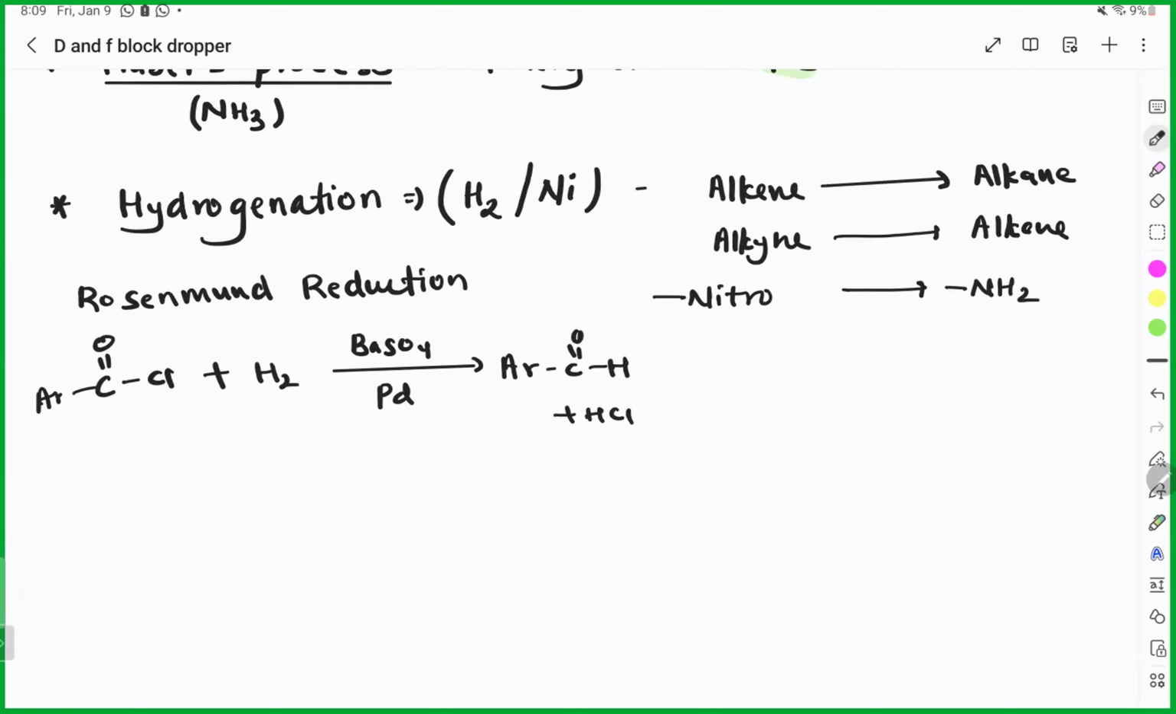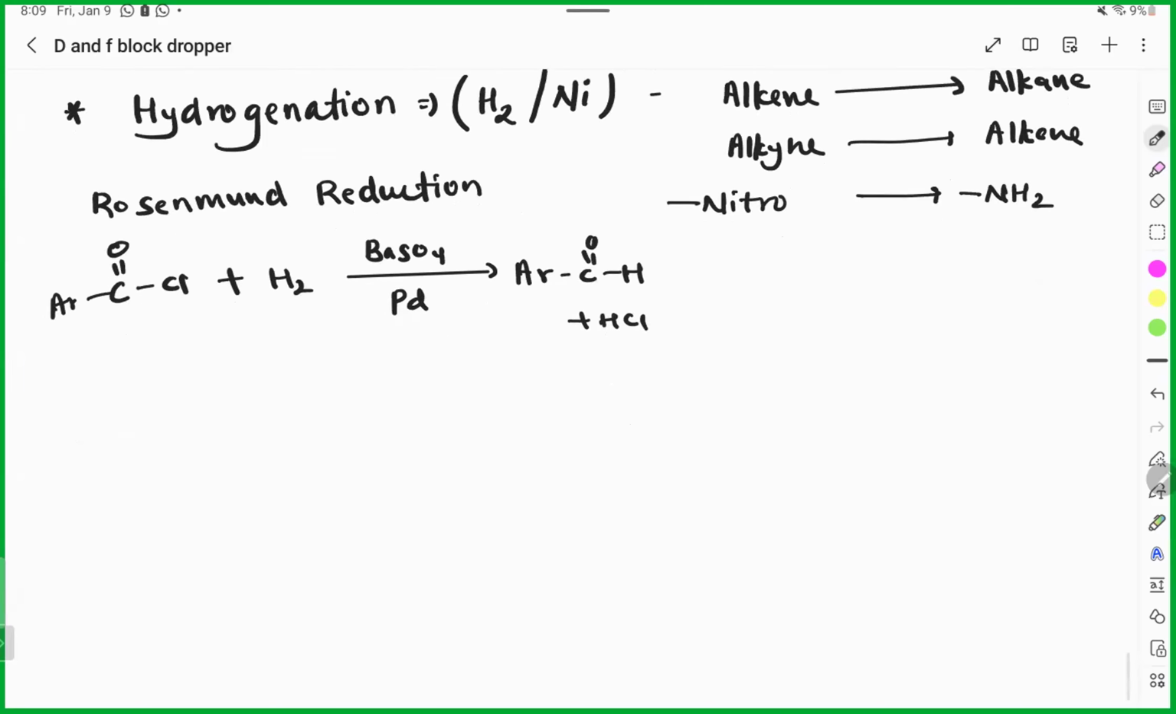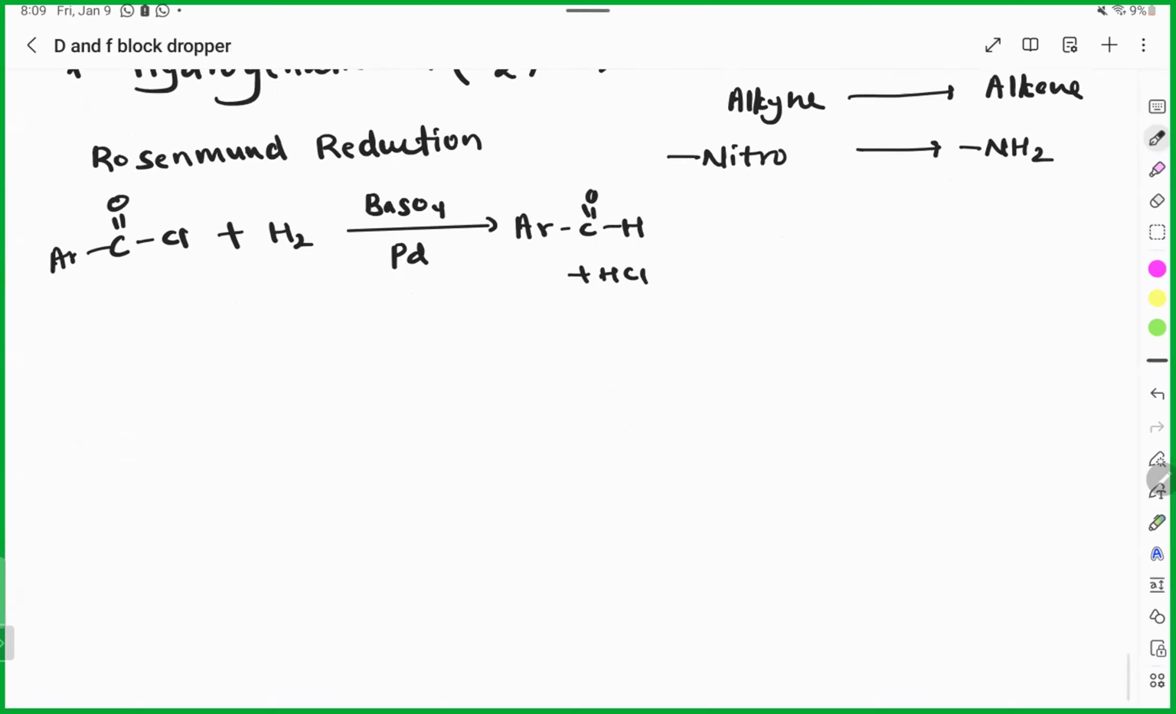Samarth, what is Lindlar catalyst? Palladium and calcium carbonate. It could be calcium carbonate, it could be barium sulfate. Yeah, I'm confused with Rosenmund reduction. Lindlar catalyst. What is the use of Lindlar catalyst? The reduction. Of what? The formation of cis alkene.